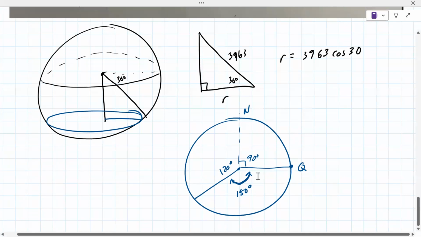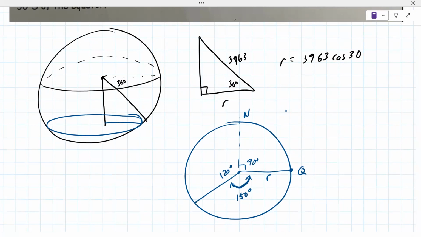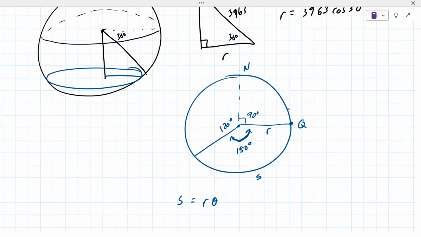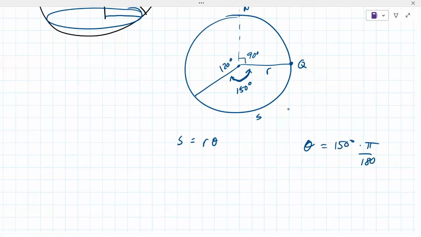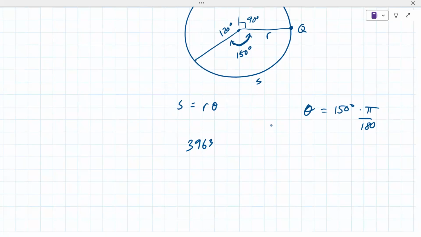Okay, so from here, we got the R, that's the R down here. S equals R theta. Theta is 150 degrees times pi over 180. The radius we have from the previous part of the problem. And then 150 times pi over 180.